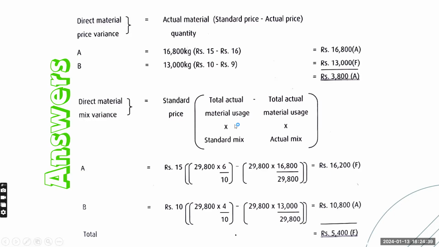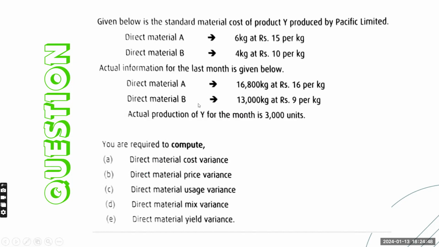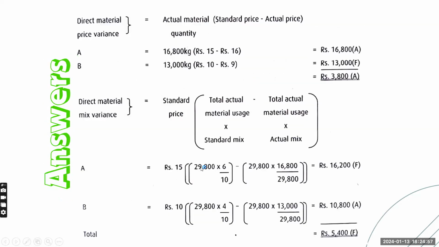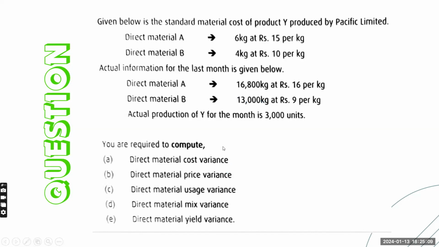Actual material usage multiplied by standard mix. What is the actual material usage? Now they have given these, you have to take the total. Remember, you have to take the total actual material usage, which is the addition of these two. Right? Total usage multiplied by total, okay? Total actual usage multiplied by the standard mix. So what is the standard mix? It is 6/10. How do we get that?